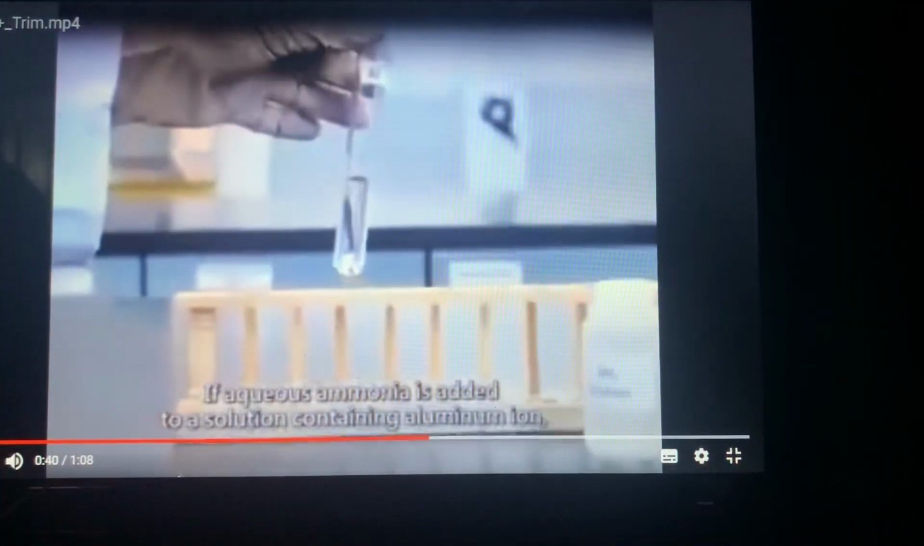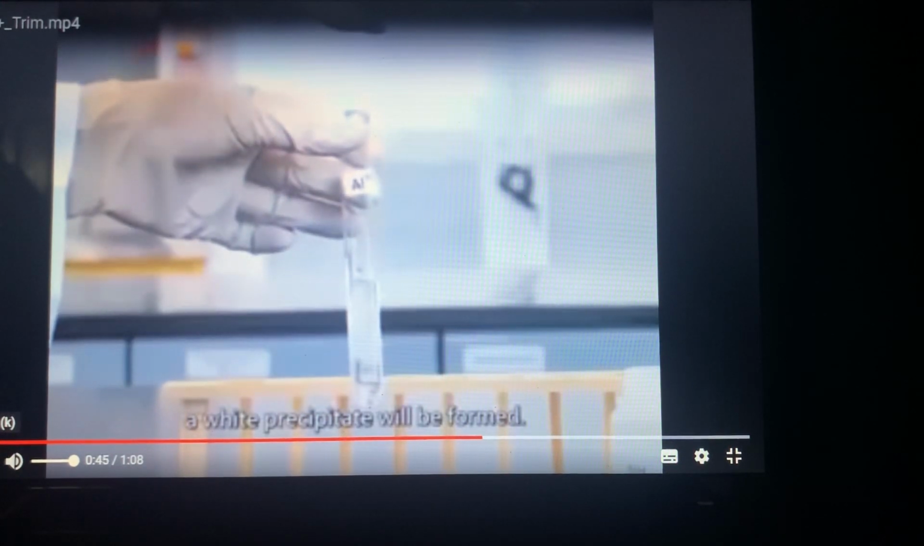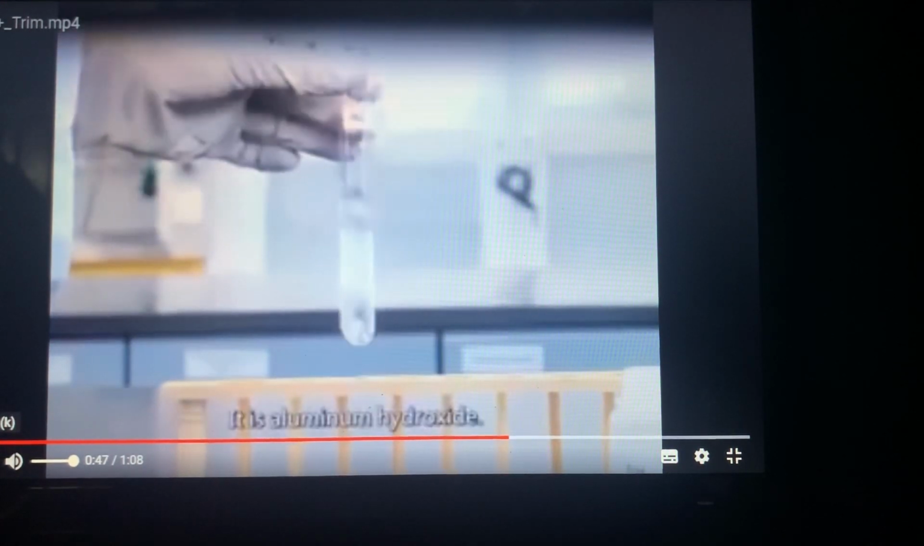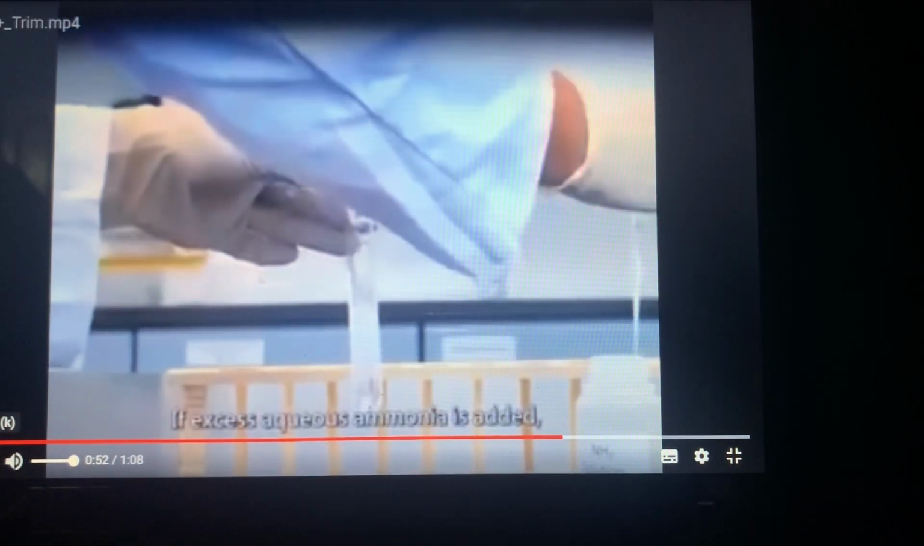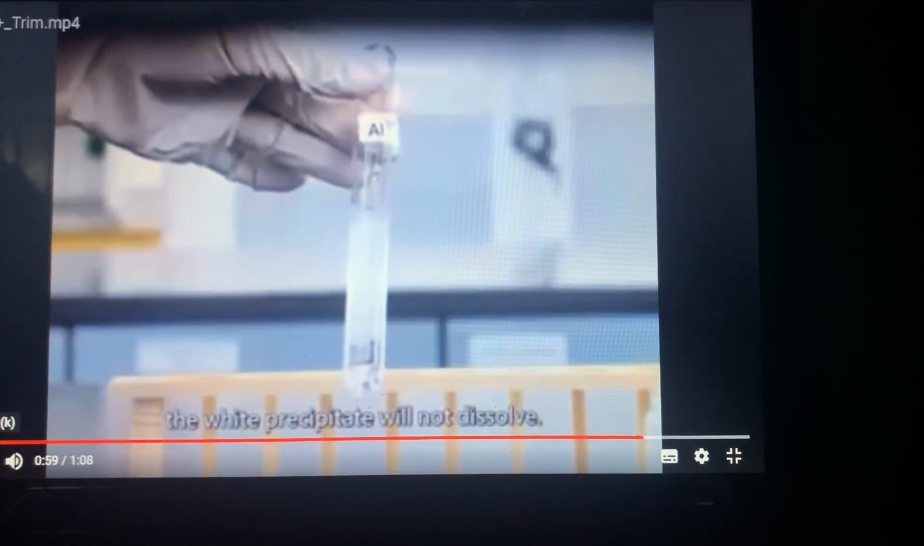If aqueous ammonia solution is added to a solution containing aluminium ion, a white precipitate will be formed. It is aluminium hydroxide. If excess aqueous ammonia solution is added, the white precipitate will not dissolve. As you can see, the white PPT still remains, which differs from when you add excess aqueous NaOH. So the white PPT will not dissolve in excess NH3.